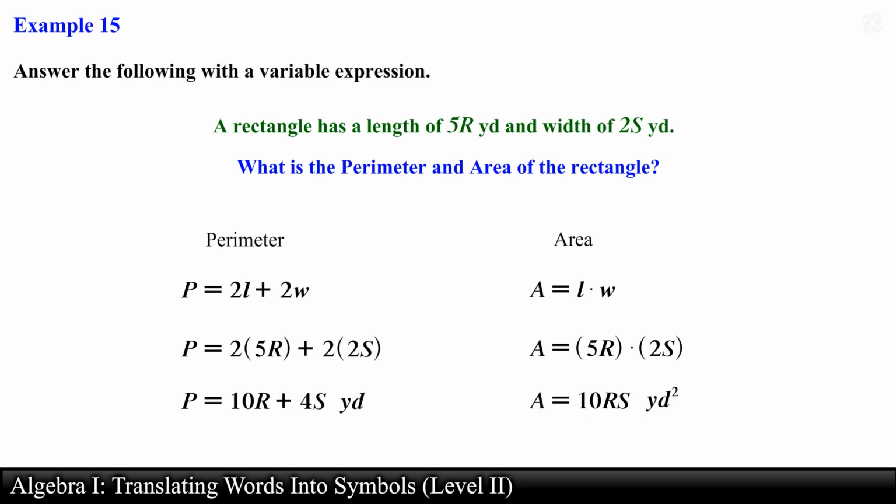Alright, it's important that you develop this important skill of translating phrases into variable expressions and start thinking algebraically by working solely with variable expressions as opposed to numerical expressions. Okay, in our next video we will expand on this skill of translating phrases into variable expressions by taking sentences and translating them into equations.